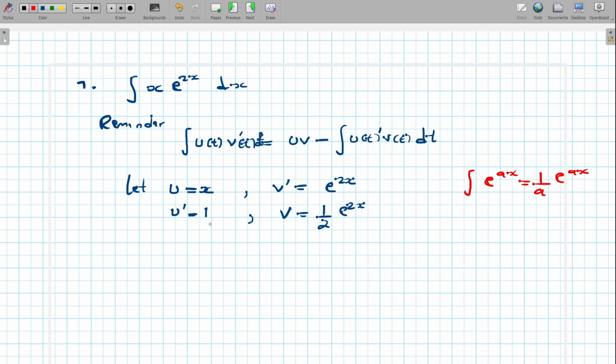Now let's substitute everything that we found here, inject it into this particular formula, and see what that is going to give us.